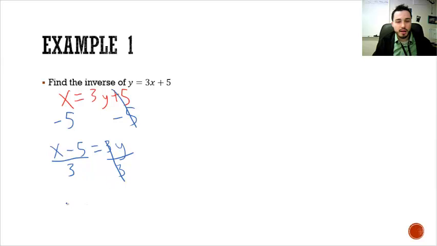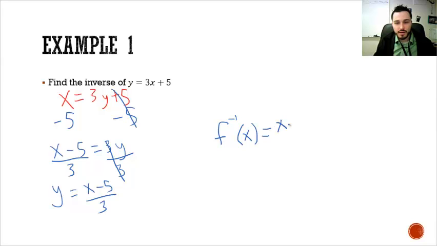And so then finally I've got this as y equals, so I'm going to write it that way, y equals x minus 5 over 3. That is my inverse, and if I'm using inverse notation, then that's f inverse of x equals the same thing, x minus 5 over 3.